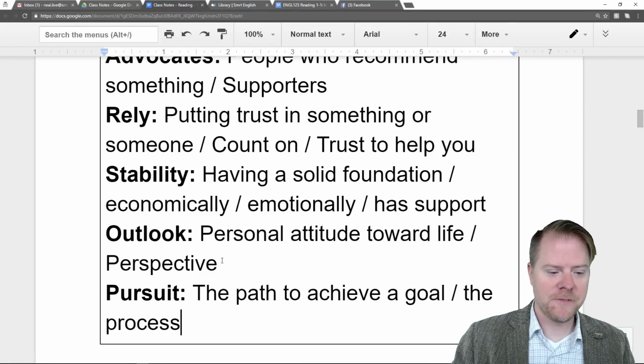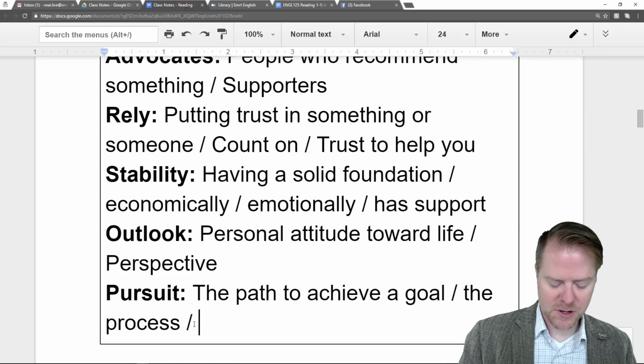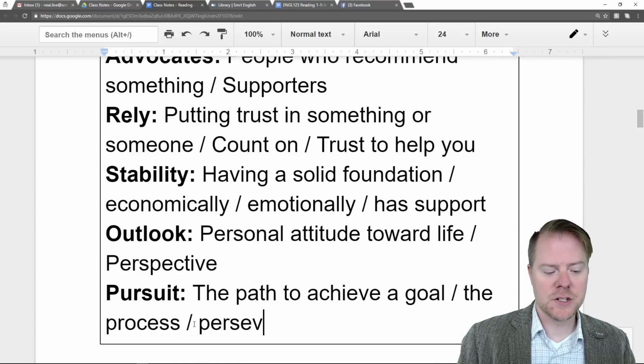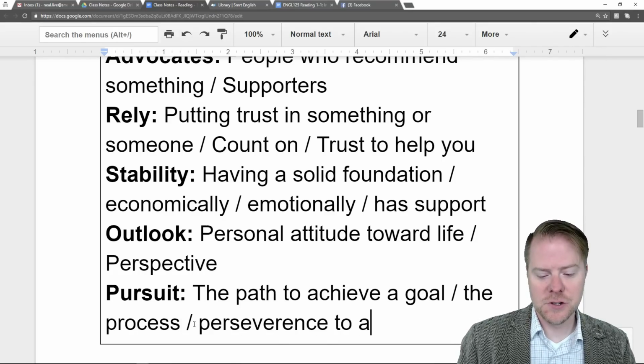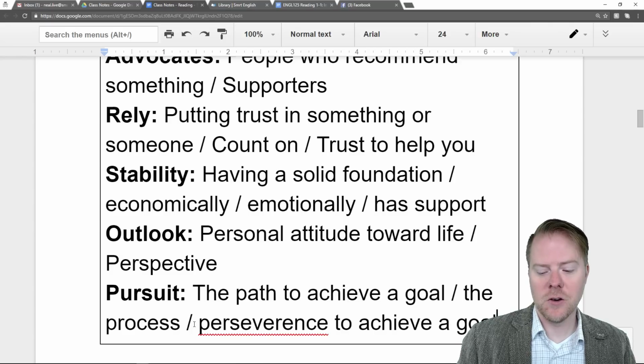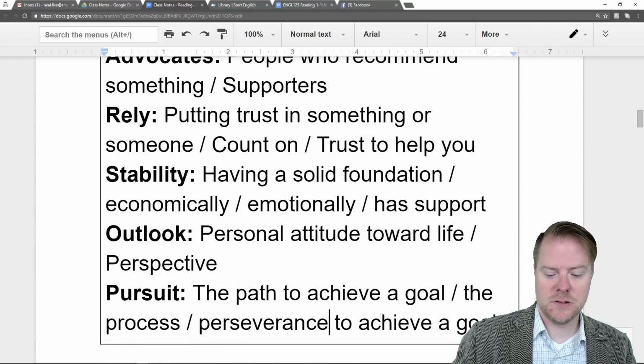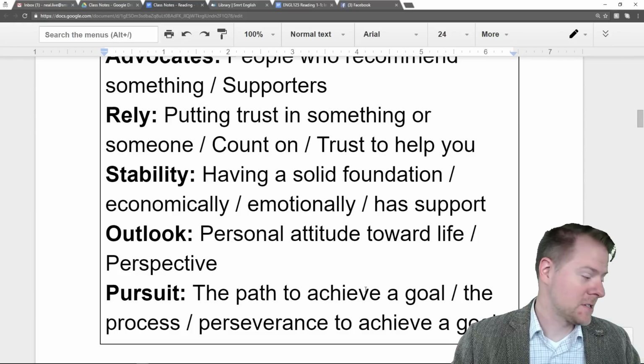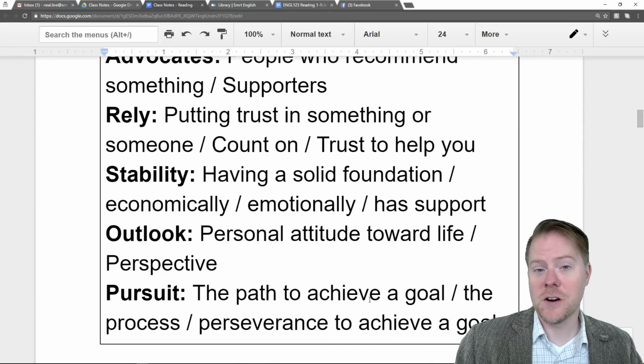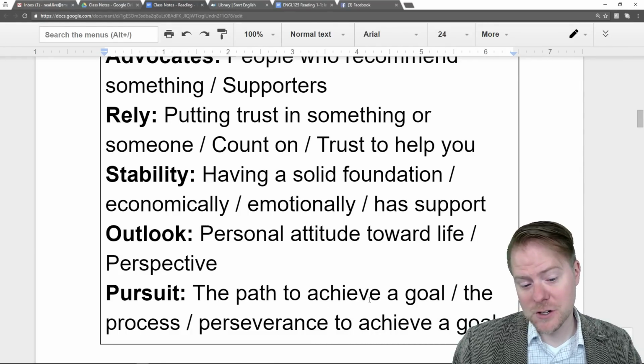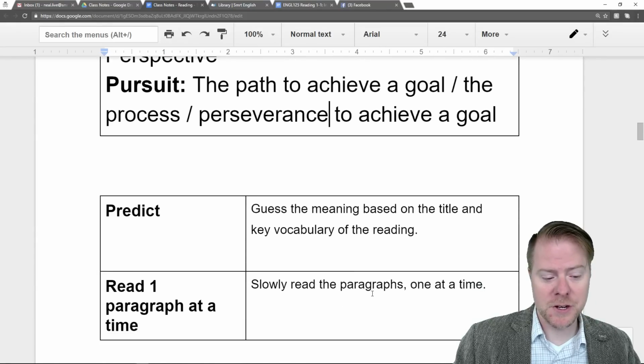How about perseverance? Where would that? Yeah, I guess we could say the perseverance to achieve a goal. If you're going to pursue it, you better have perseverance. Okay, so here is our vocabulary. We will return to it.